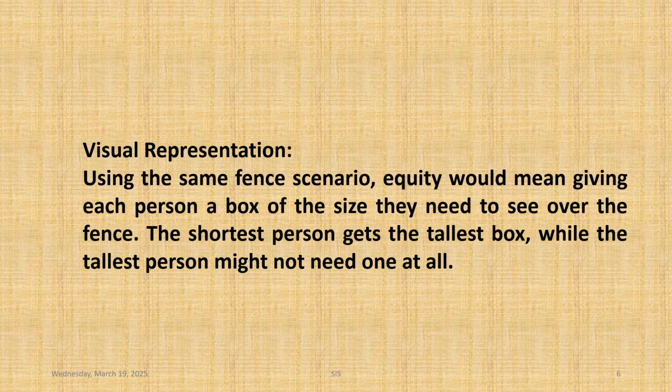Visual representation: using the same fence scenario, equity would mean giving each person a box of the size they need to see over the fence. The shortest person gets the tallest box, while the tallest person might not need one at all.